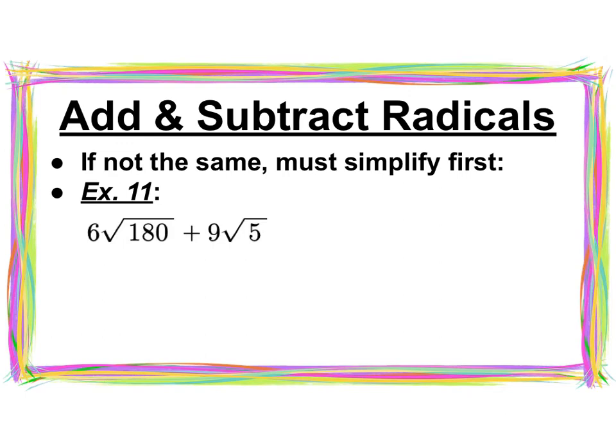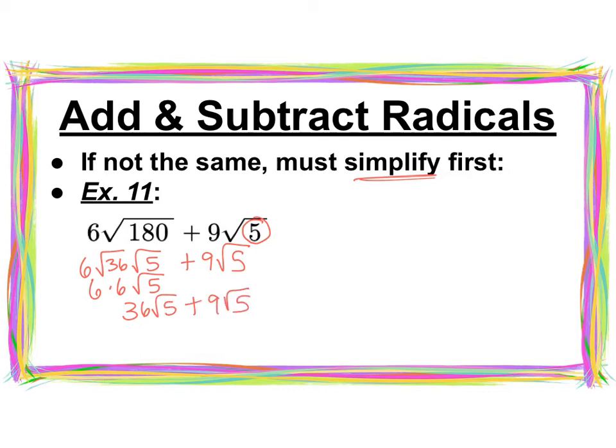So sometimes they're not going to be the same, but I don't want you just to stop here and say, oh, I can't do it. You need to simplify first. I will give you a hint. If this one is already the square root of 5, my bet is the first one can probably get broken down into the square root of 5. So on your calculator, if you do 180 divided by 5, you're going to get 36. So 180 can be broken down into the square root of 36 times the square root of 5. Well, the square root of 36 is 6, and I already have a 6 on the outside, so that really becomes multiplication. I have 36 root 5s plus 9 root 5s, which is 45 root 5s.